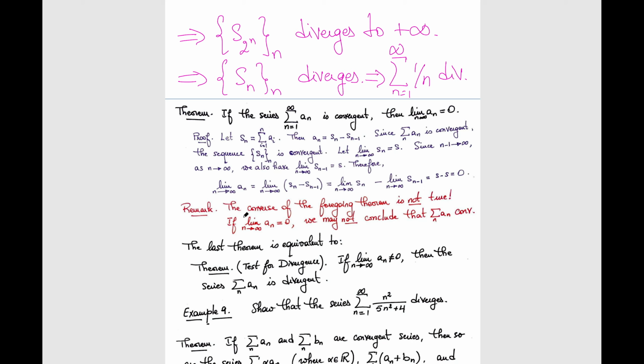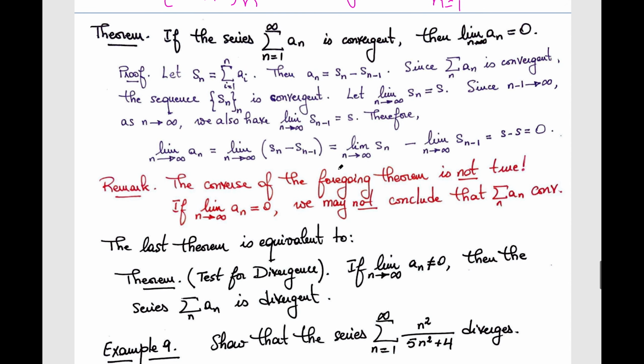All right. So be careful, it's one direction only, left to right. The series being convergent forces the an to go to 0. The converse is not true. Equivalently, this theorem says, if this fails, then logically speaking, this is also going to fail. If the limit of an is not 0, then the series is going to be divergent. So this theorem is equivalent to that theorem, and this one has a name. It's referred to as the test for divergence. If this limit is not 0, then the series is not going to be convergent, so it's going to be divergent.